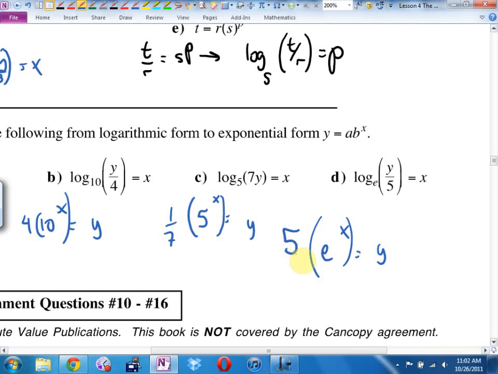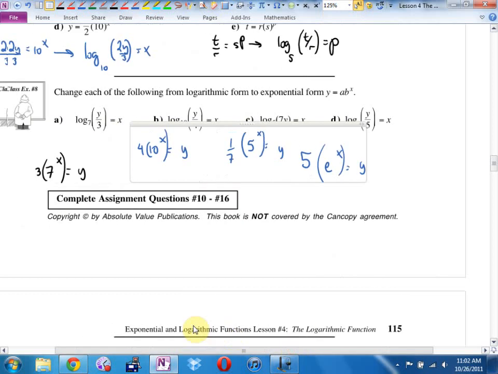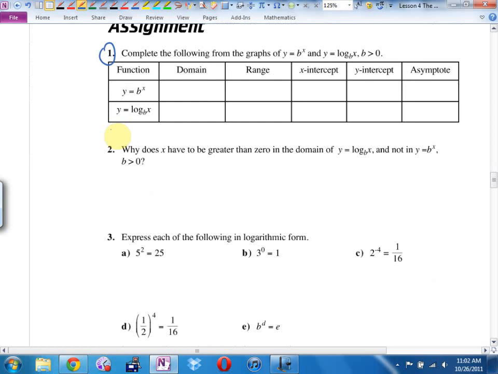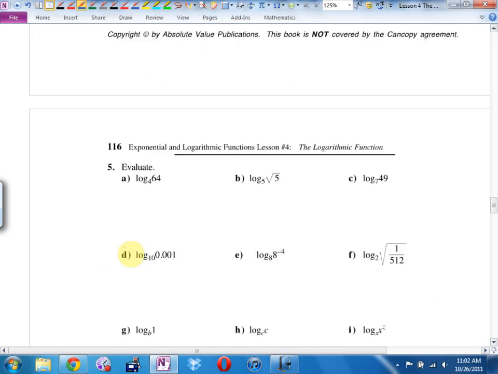Homework time. 1 all is good. Skip 2. 3 all is good. 4 all is good. 5 all is good. And 6 all is good. So right now I've gone 1, 2, 3, 4, 5, 6, but I've skipped number 2. So really 1, 3, 4, 5, 6.